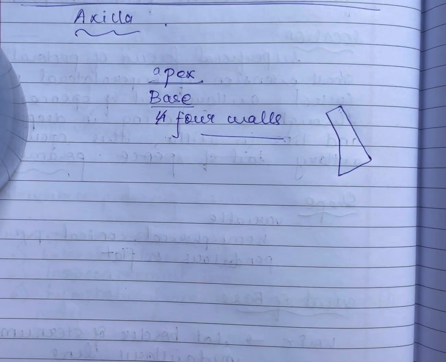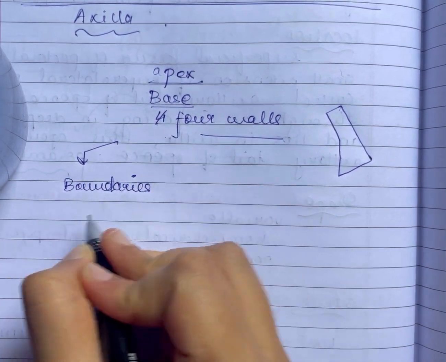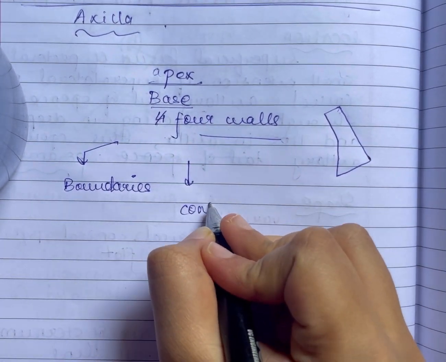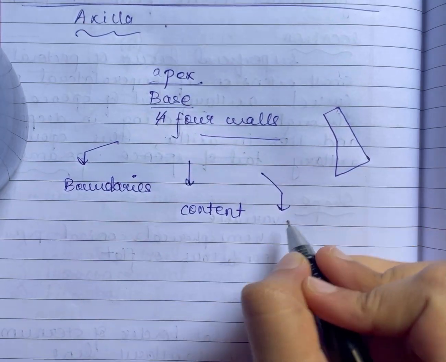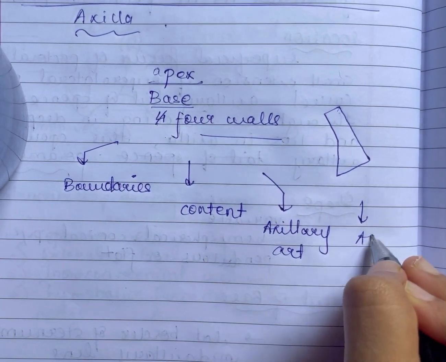So axilla is described under the following headings. The headings are boundaries, content, axillary artery relations, and axillary lymph nodes.